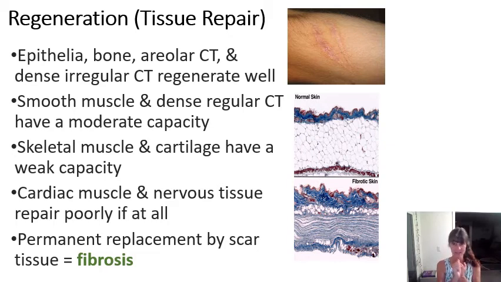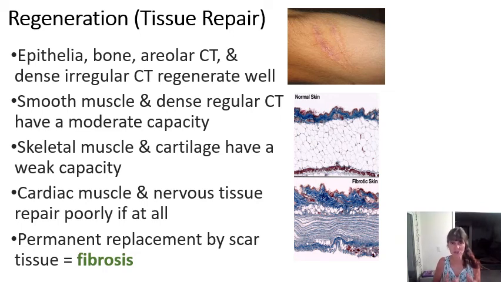Osseous connective tissue has a great blood supply, therefore it can regenerate well, as does areolar connective tissue and dense irregular connective tissue. They've got a great blood supply. They can regenerate very well. Dense regular connective tissue does not have a good blood supply. It's a little bit worse than smooth muscle tissue. So between the two, smooth muscle tissue will regenerate a little bit better than dense regular connective tissue will. They both have a moderate capacity.